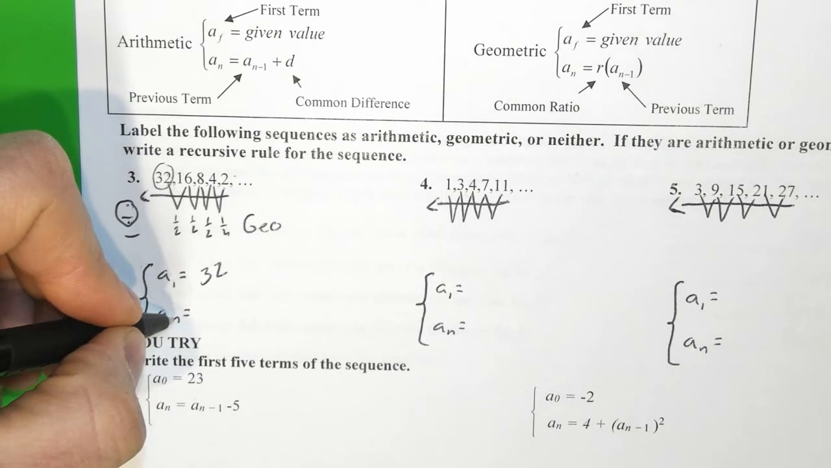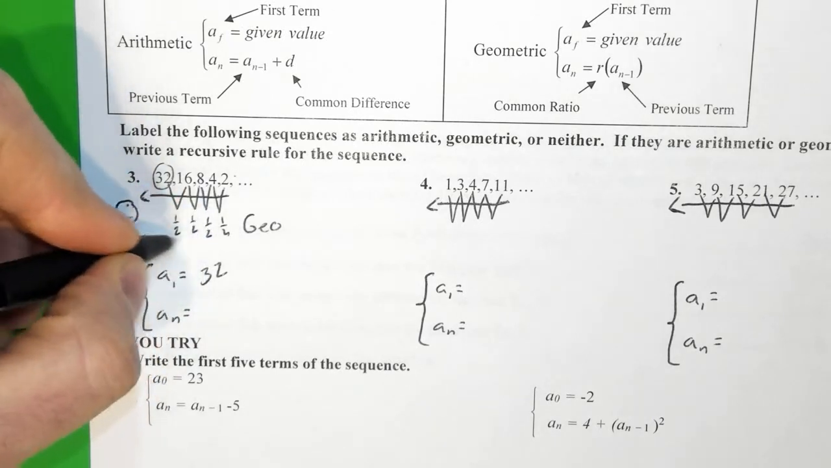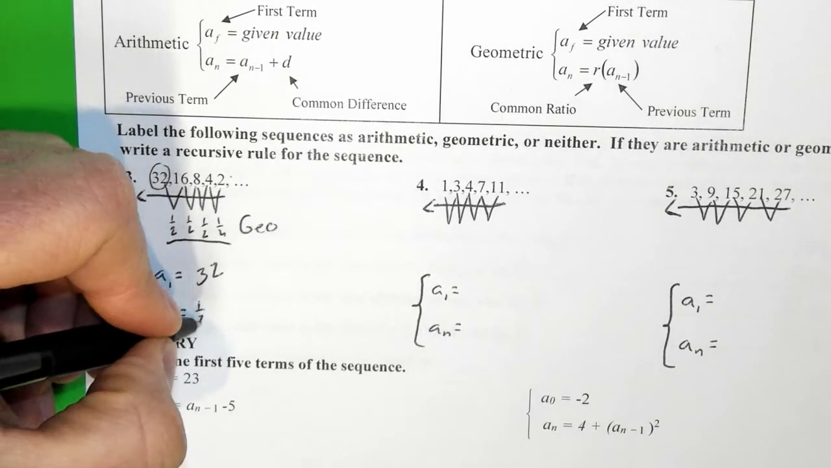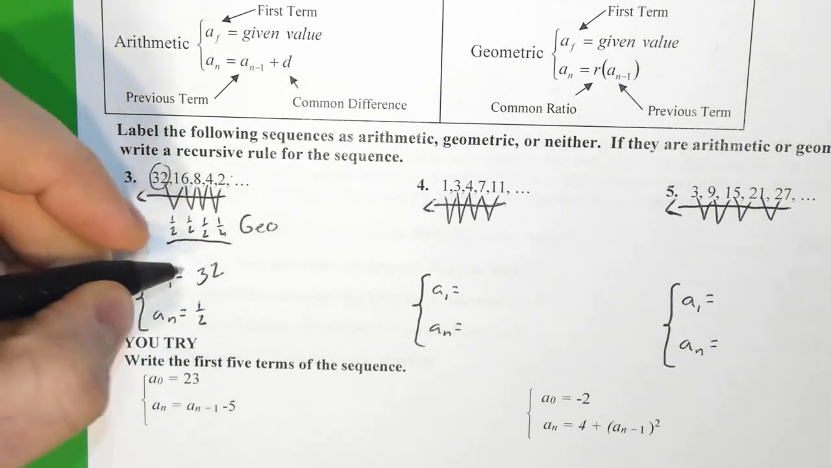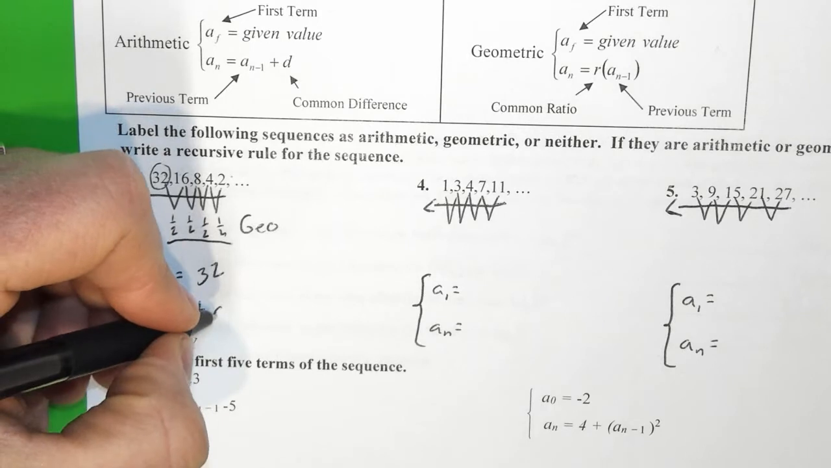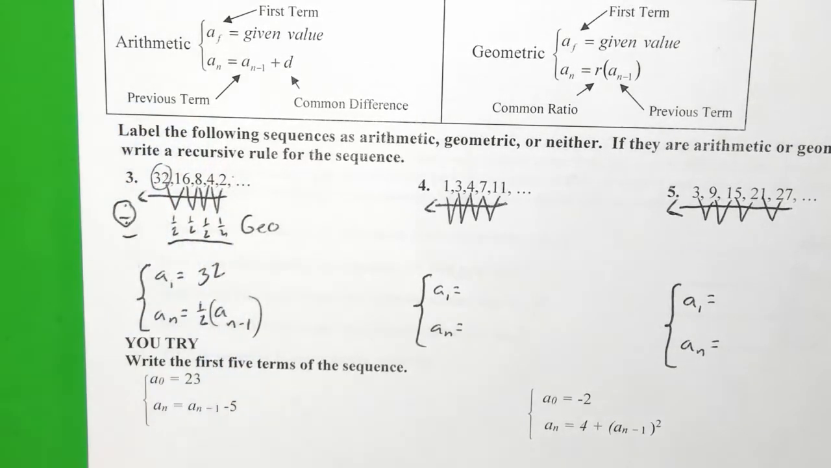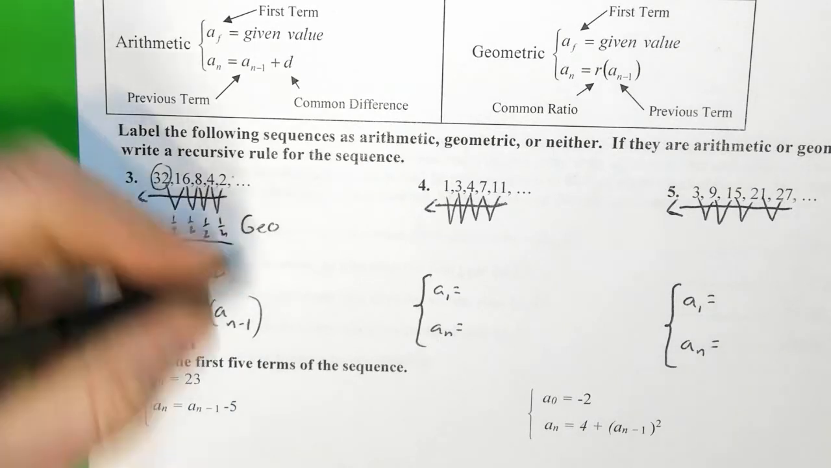Now down here, because it's geometric, we want to write our ratio in. Our ratio was actually given to us by doing this work. We know that our ratio is 1/2. Each number is half as large as the number before it. And then you're going to use your variable, which in this case is a_{n-1}. You can put some parentheses around it if you'd like, but you don't have to. There's your rule right there.